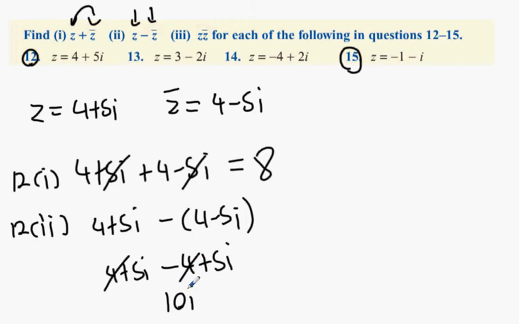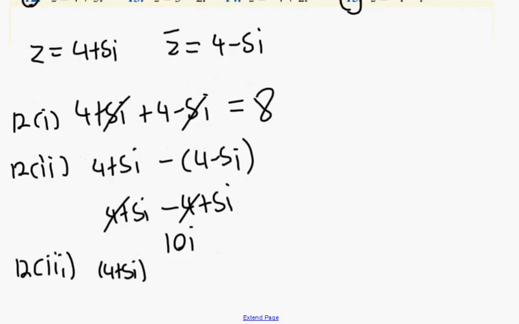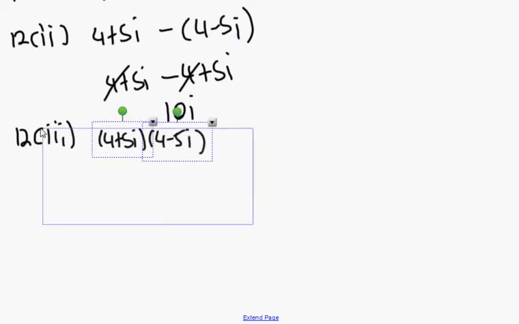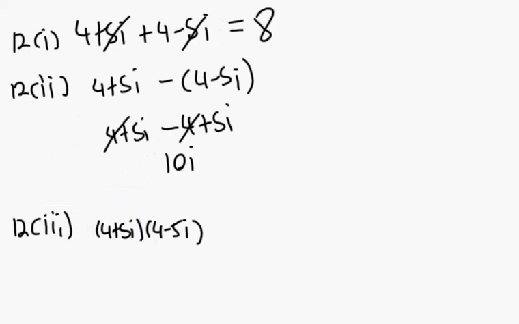And the last one, 12 part 3. It said Z and then Z bar beside it. So what does that mean? It means multiply them, because there's nothing between the signs. So it means 4 plus 5i, I'll write it down, and multiply by 4 minus 5i. So there you go. And then multiply it out.